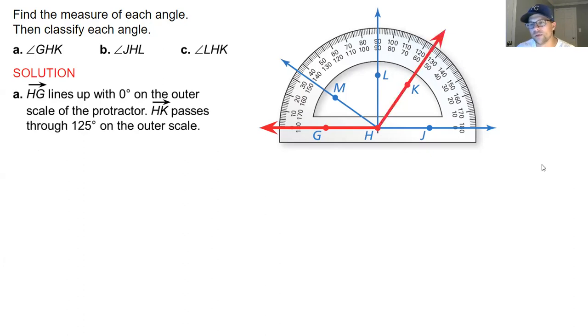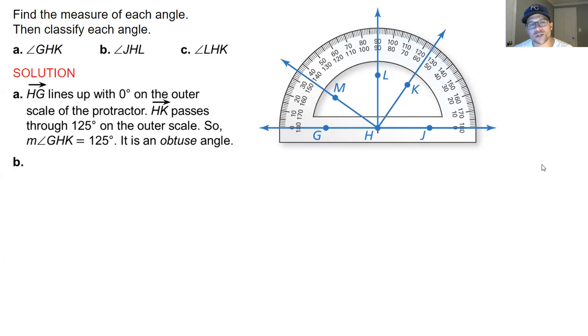And we're going to go all the way up to K, and the outside number that goes through GHK of that line is halfway between 120 and 130, or 125 degrees. And it would be considered an obtuse angle because it is greater than 90, but less than 180.